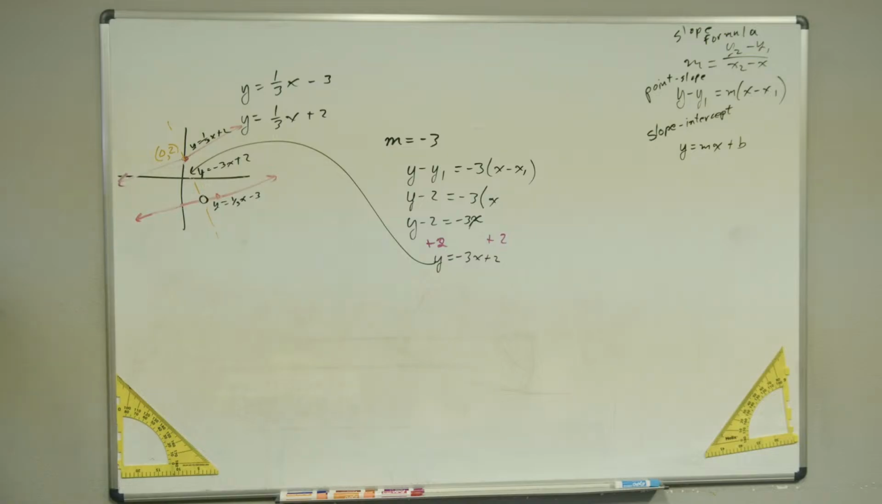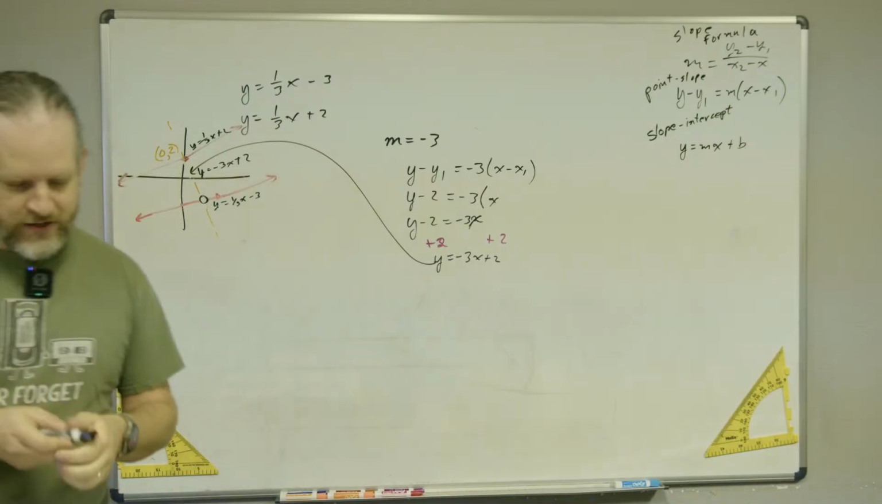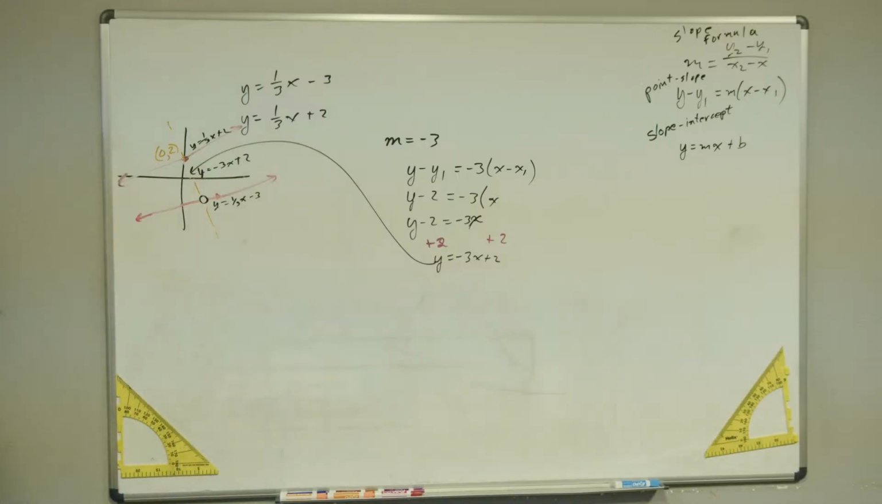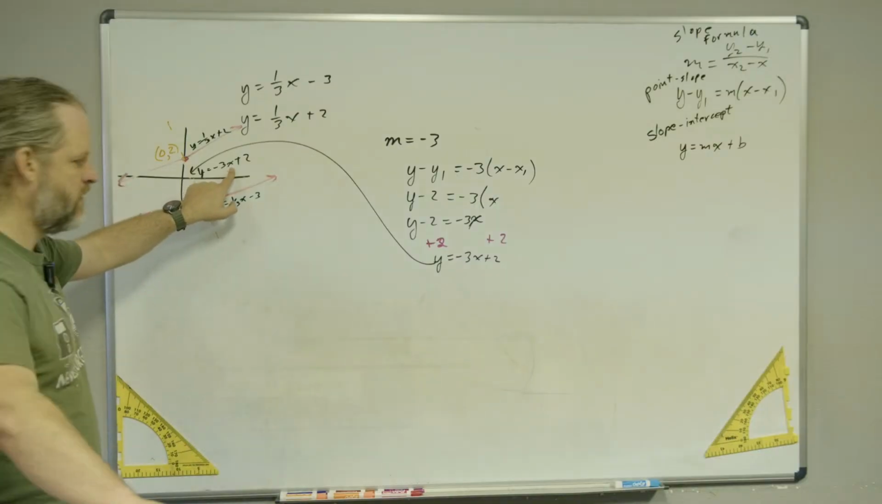We have a method, we have a tool for finding where 2 lines cross, right? We can solve this little system. So what 2 equations are we using? Which 2 equations are going to make up the system? Which ones cross? Yeah, this one and the one we just found, right?